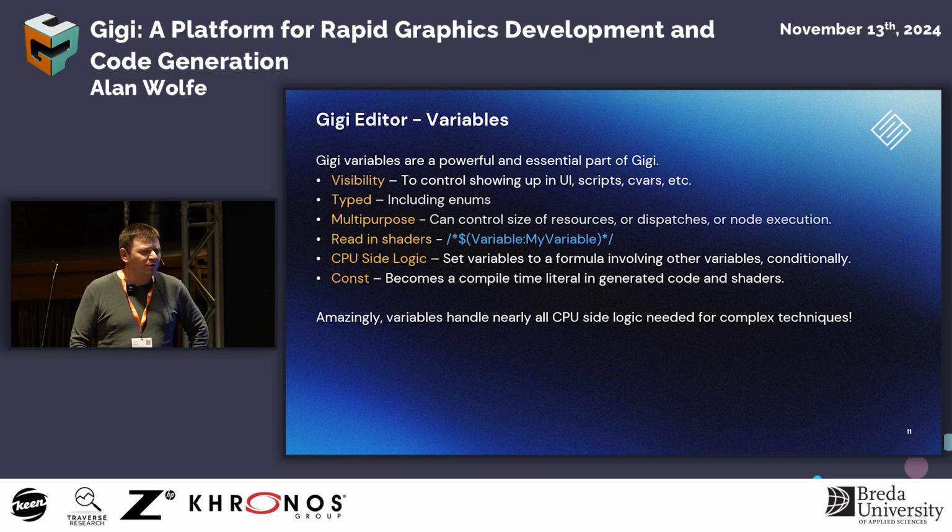So nodes are the obvious important concept to Gigi, but a less obvious one is the concept of Gigi variables. And these are the things that hold everything together. Because if you've written a complex rendering technique, you know that there's plenty of logic on the CPU side that has nothing to do with dispatching a specific shader or writing to constant buffers and stuff like that. And so variables are here to deal with that side of things.